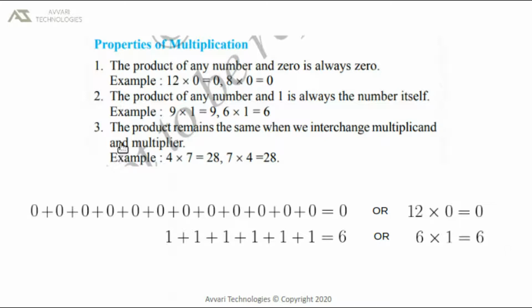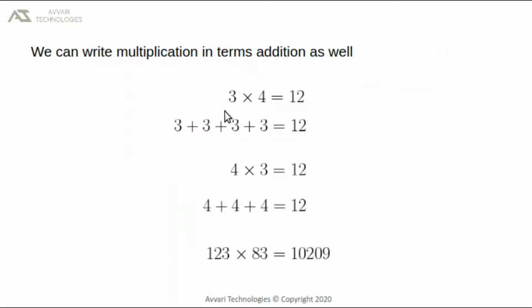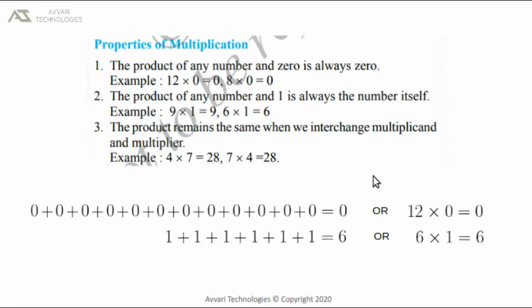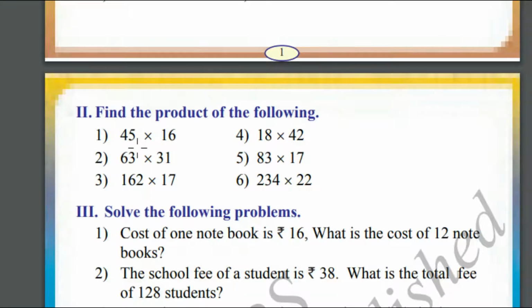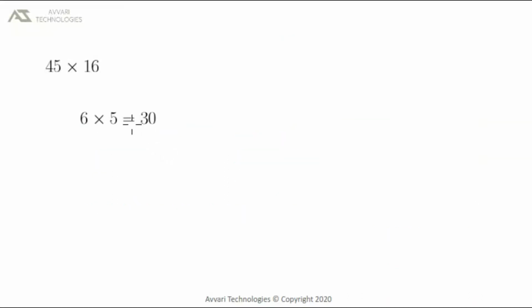The third property is that the product remains the same when we interchange the multiplicand and multiplier. We already saw this example in the previous slide. Here we multiplied 3 into 4, we got 12, and again we multiplied 4 into 3, we got 12. So both are same. Now let us solve an example: 45 into 16.